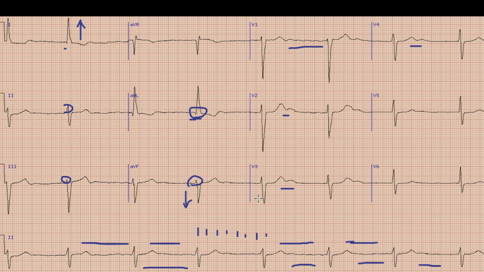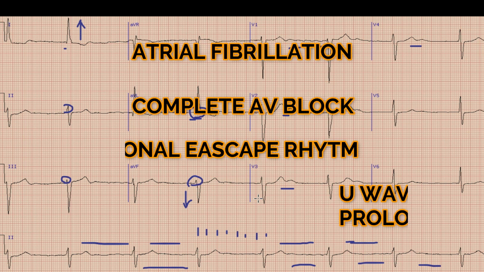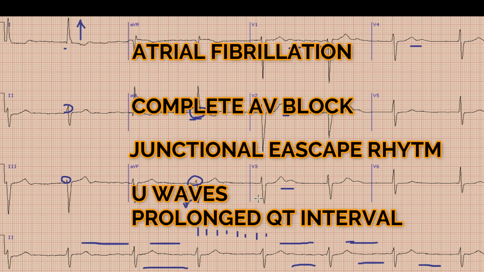So, to sum up the findings, there is atrial fibrillation, there is complete AV block with junctional escape rhythm. Also, we have left anterior fascicular block. There is presence of U waves with prolonged QT interval.